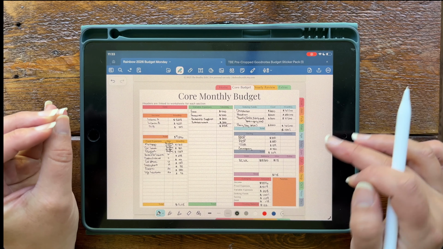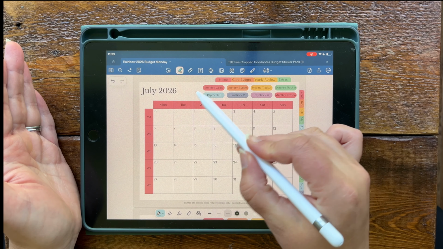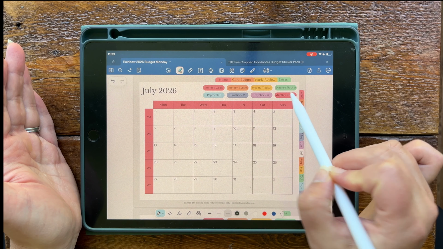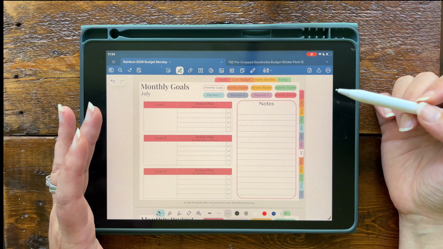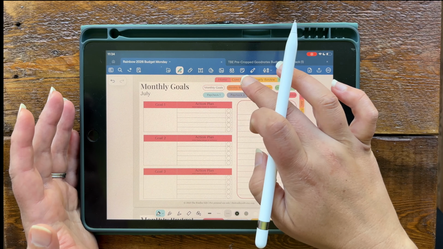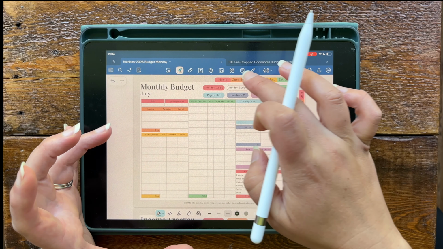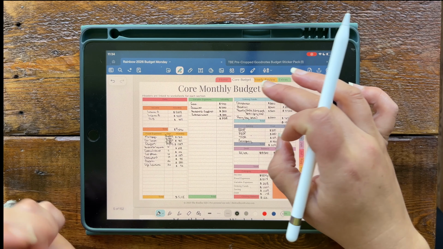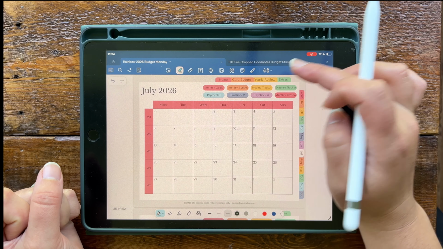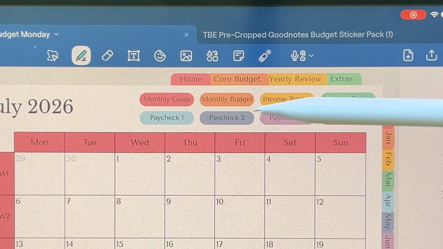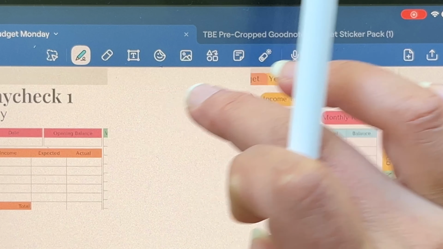I budget my paycheck. In this planner, if we click on a month, it'll take you to the monthly calendar. At the top, you can see we have 8 monthly trackers. You click on the first one, and it's going to take you to your monthly goals. This is where you can set up what you want to focus on each month. There's a tab for monthly budget, which is essentially what your core budget is, so you could copy in this core budget if you want to budget on a monthly basis. But what I really like is the paycheck 1, 2, and 3. For someone who gets bi-weekly payments, this is really helpful.